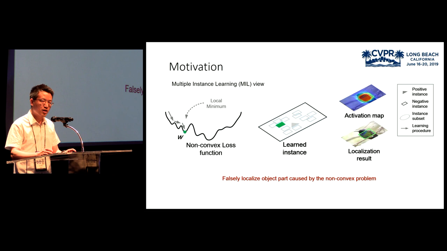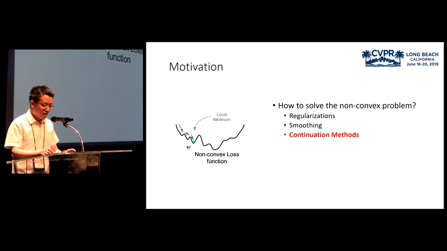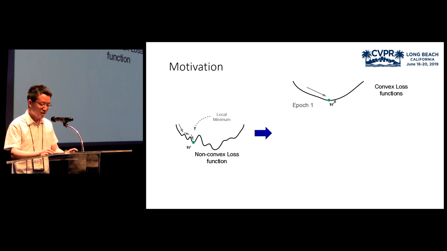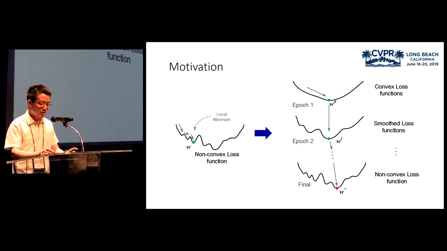There are many ways to solve the non-convex problem, such as regularization and smoothing. In this work, we introduce continuation methods to deal with the non-convex problem. The continuation methods optimize the non-convex loss function by first approximating it with a convex function and finding the initial solution. Then the convex function is changed to be less smooth based on the initial solution. With the loss function gradually annealed to the original non-convex function, we can find better solutions.